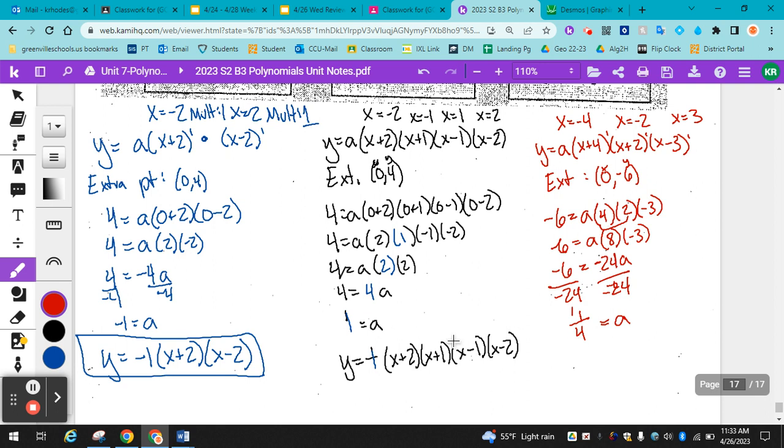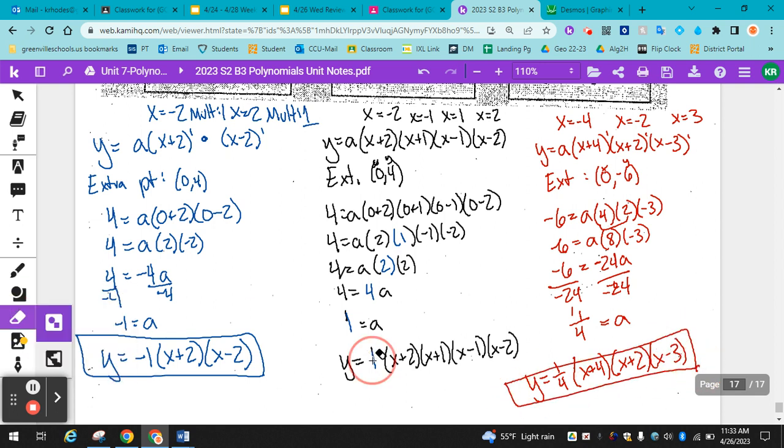That's where I got the 1 over 4 from here. A little ahead of myself. 1 over 4, and then go back and put these all in there. x plus 4 to the first power, you don't have to write it. x plus 2 to the first power, you don't have to write it. x minus 3. There are your equations. And again, this was just 1, not a fraction.